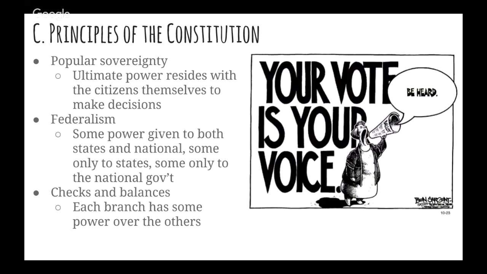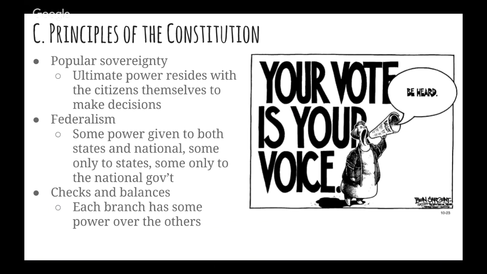So some principles of the Constitution. This is really an important piece. The popular sovereignty idea. This is found in the preamble. It's stating that ultimately power is going to be in the hands of the people in this system. It's no longer in the monarchy. It's no longer in a collection of states.